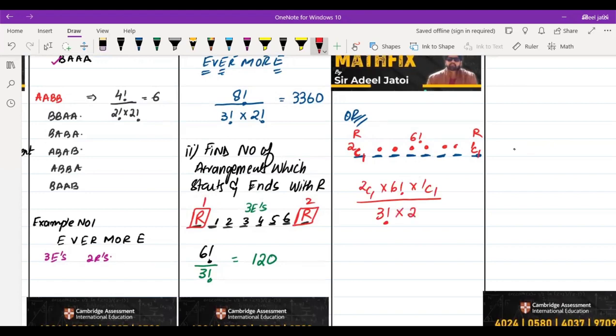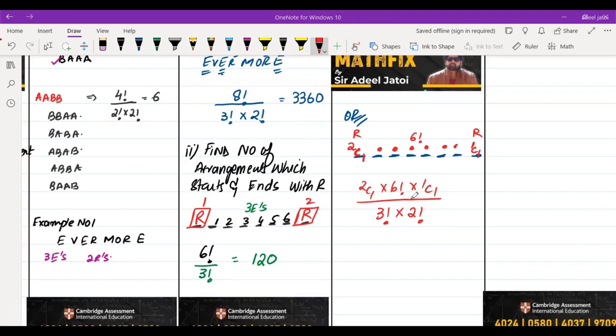But we will also be using what? 2 factorial for 2 R's, because when we are using 2C1, that 2C1 will mean that any R can come. We have 2 particular R's. So any R can come at the first position and any R can come in the second position. If the first R comes here, then the second R will come here. Or at the first position, if the second R comes here, then the first R will come here. That means the movement is still there. To finish that movement, what we will apply is 2 factorial in the denominator.